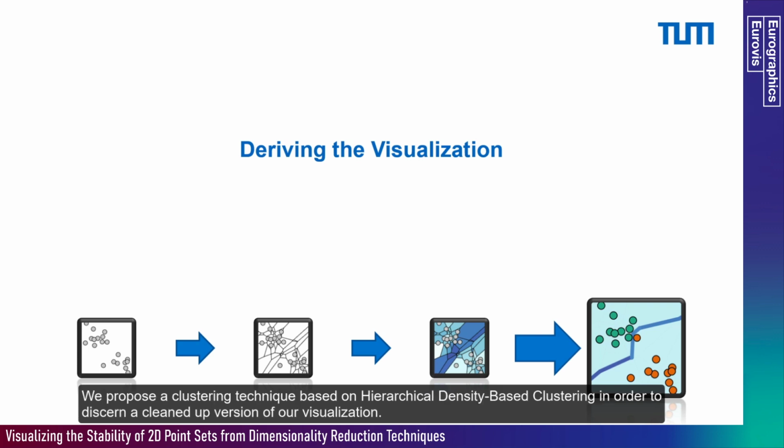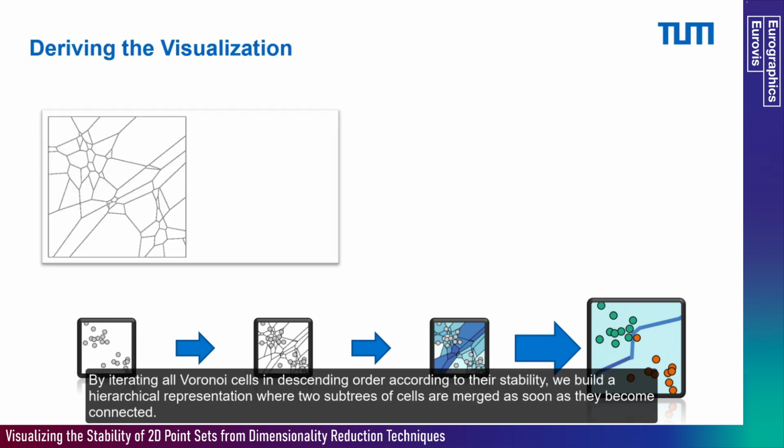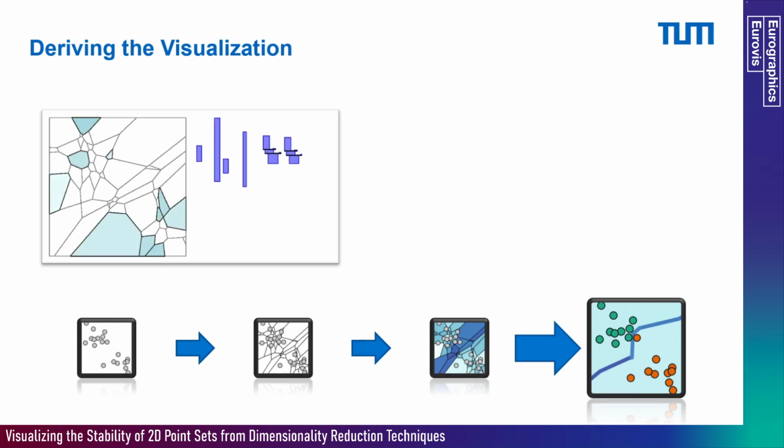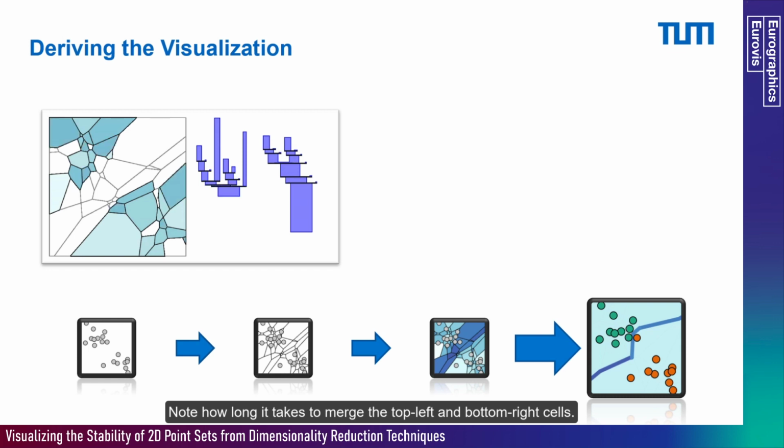We propose a clustering technique based on hierarchical density-based clustering in order to obtain a cleaned-up version of our visualization. By iterating all Voronoi cells in descending order according to their stability, we build a hierarchical representation where 2 subtrees of cells are merged as soon as they become connected. Here you can see the process. Note how long it takes to merge the top left and bottom right cells.